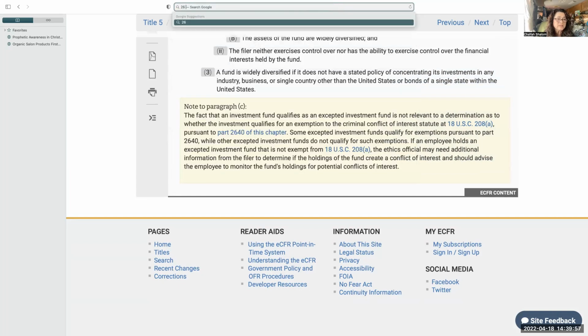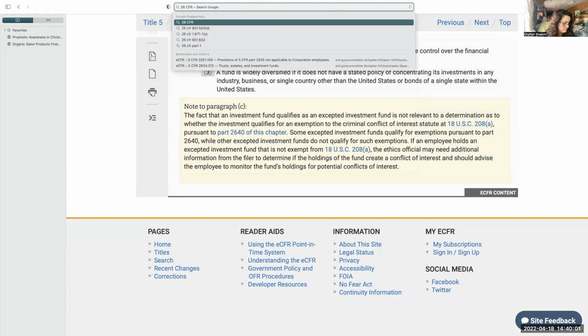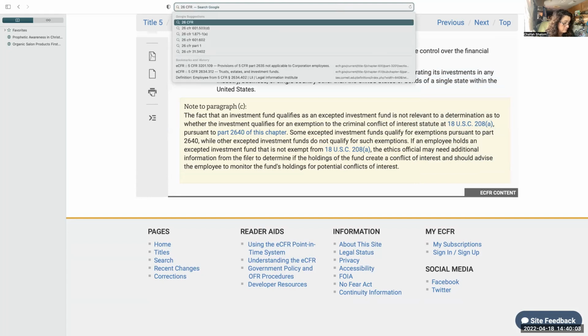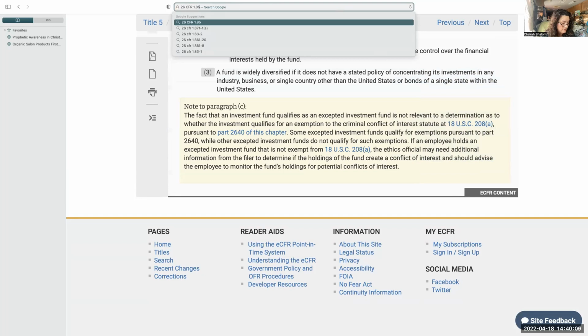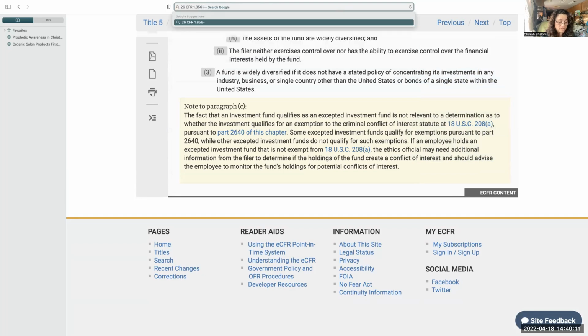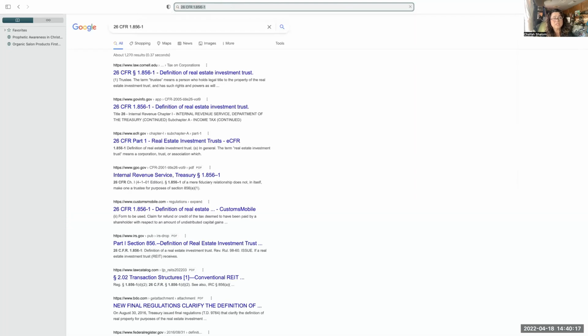26 CFR 1.856-1. Yeah, I have to search it with Google. Some people use DuckDuckGo and they probably would get there better. I think I found it right here.